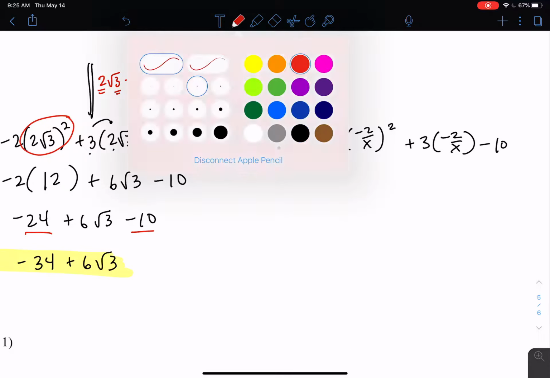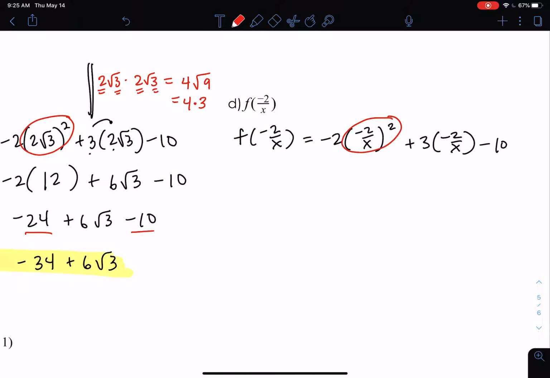As always, exponents first, and then we'll multiply. So we have -2. Now -2 over x times -2 over x gives us 4 over x squared positive. Multiplying straight across, I get minus 6 over x and then minus 10. I have to multiply my first term still, so that's going to be -8 over x squared, and everything else stays the same. Notice that we don't have any like terms, so we're done.